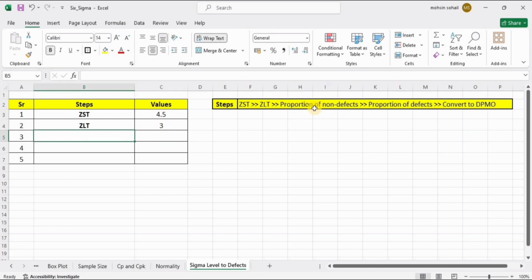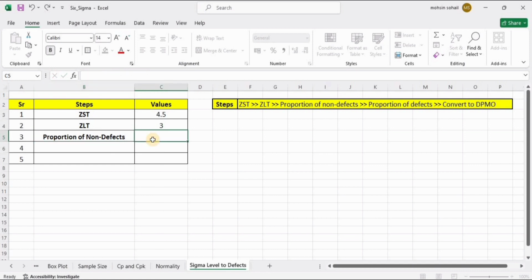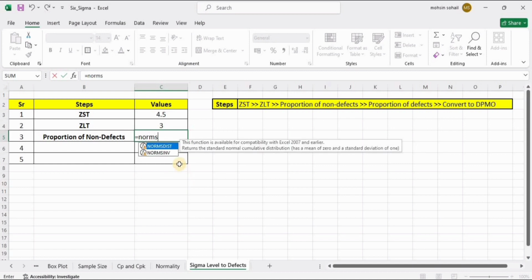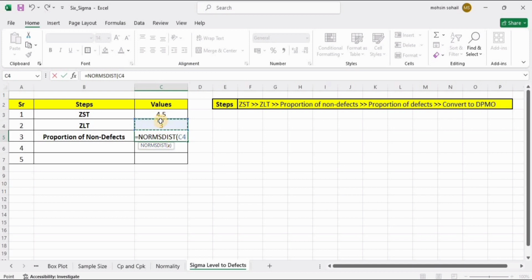From this long-term sigma level, we can find the proportion of non-defects. Let me type it, proportion of non-defects value. These are the values which are not defective, the right product items. So we put the equal sign here, and the formula to calculate is NORM.S.DIST of ZLT, or long-term sigma level. Press enter, and here we have the proportion of non-defect items.